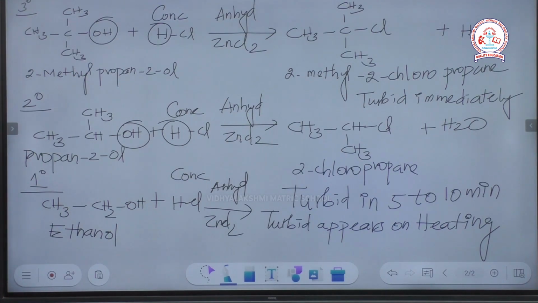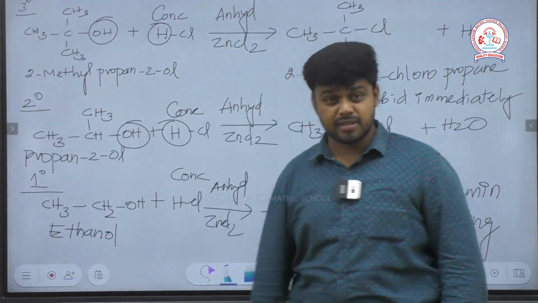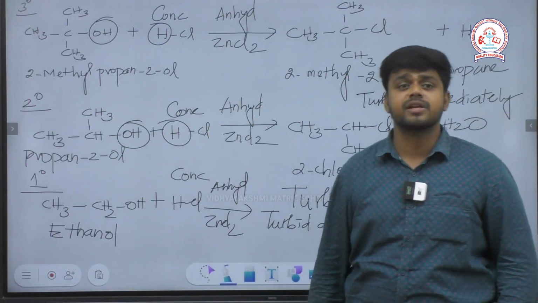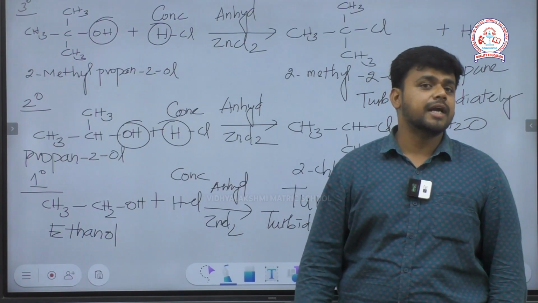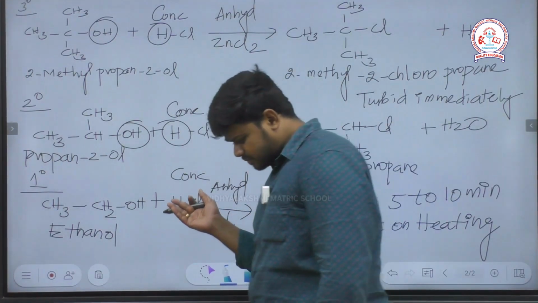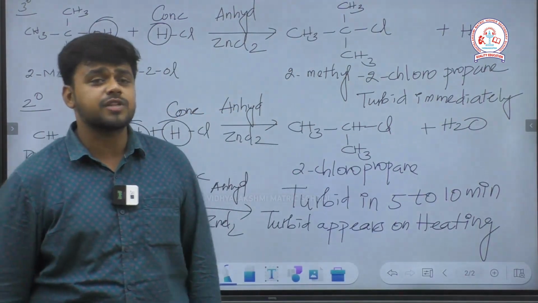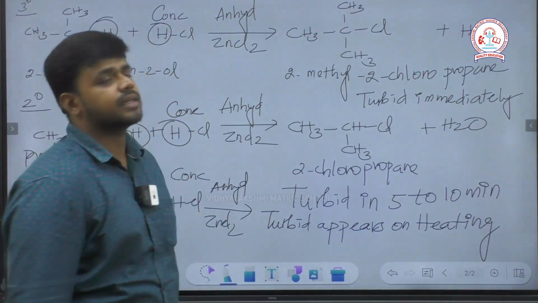So you have to mention the appearance of the turbidity and when it appears, whether it appears immediately, or after 5 to 10 minutes, or after heating. Only then can we conclude that this confirms the presence of a primary, secondary or tertiary alcohol. So that's it regarding this. It's quite easy content, right?